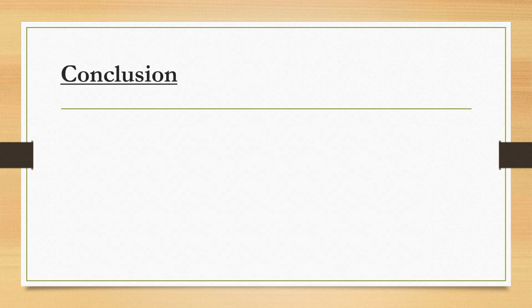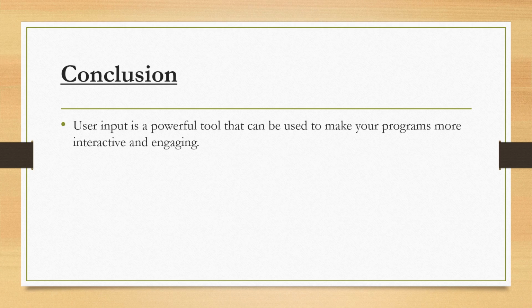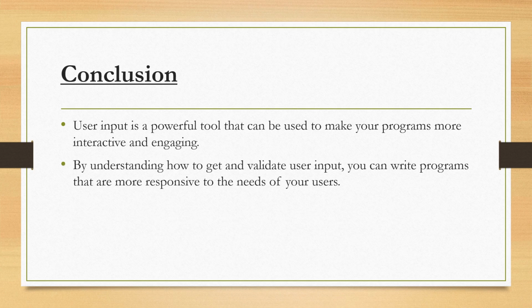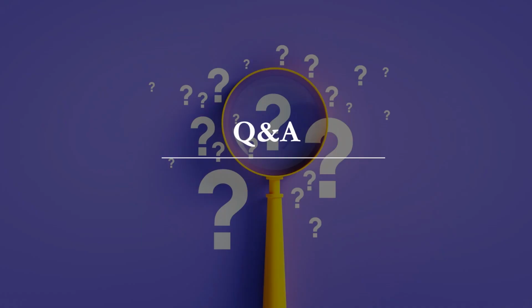Now we are going to conclude our lecture. User input is a powerful tool that can be used to make your programs more interactive and engaging. By understanding how to get and validate user input, you can write programs that are more responsive to the needs of your users. We have seen how to take user input in a Python program. This is very important when we are asking for data from users.